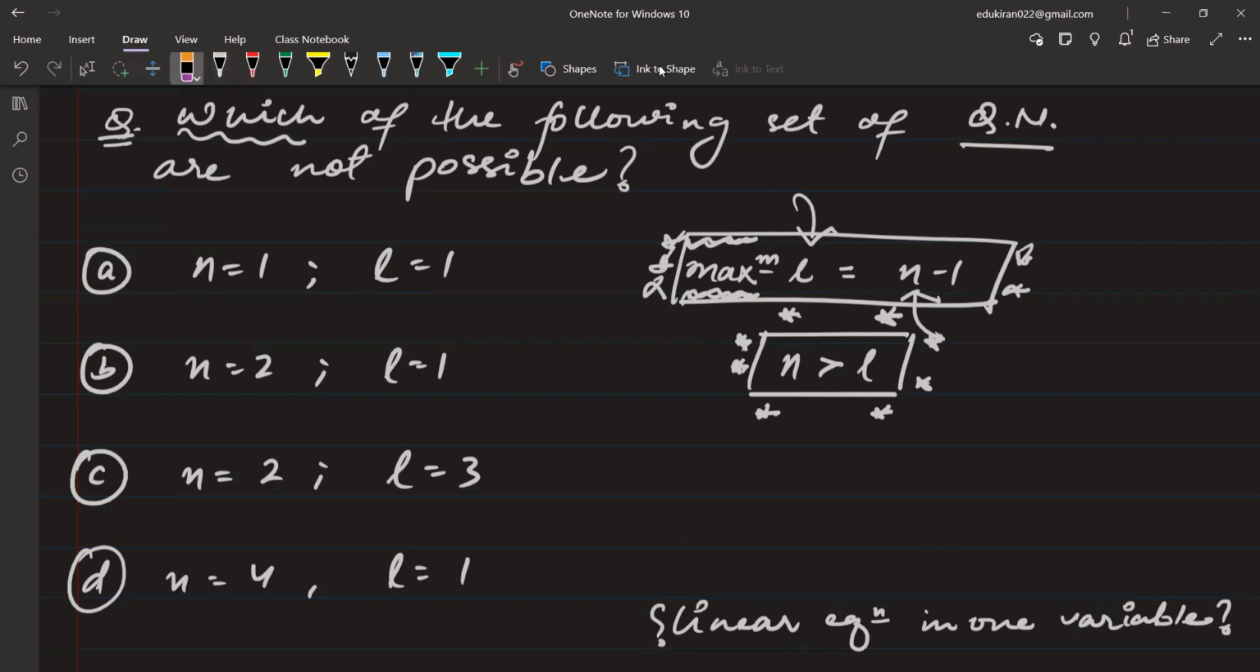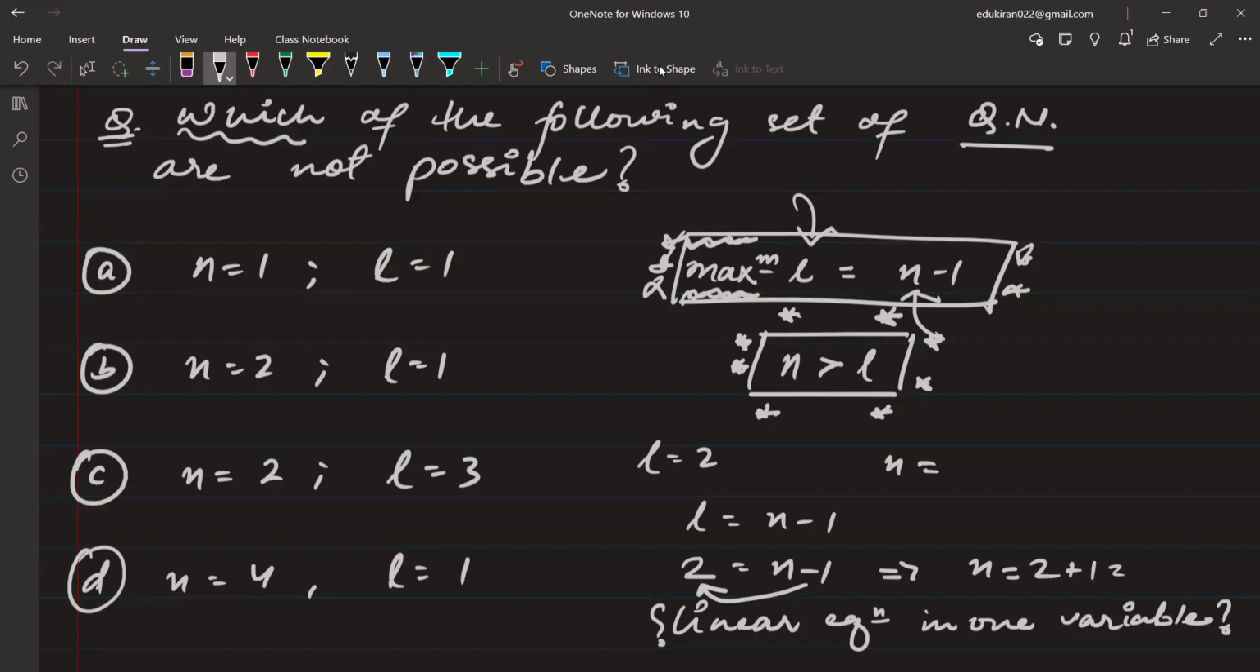I gave you the value of L is equal to how much? 2. I asked what is the value of N. You had the equation L is equal to N minus 1. Put L as 2. This is equal to N minus 1. Then -1 will go on the left hand side, it will become +1. So n will be equal to how much? -1 got there, and it is equal to 2 + 1, that is equal to 3. So the minimum value of n should be 3 when L is equal to 2.